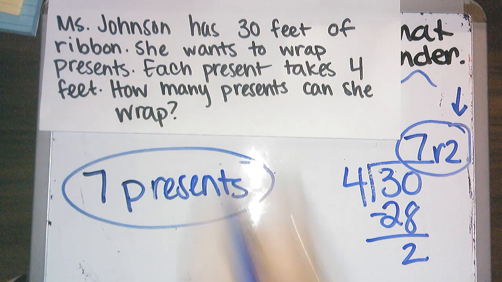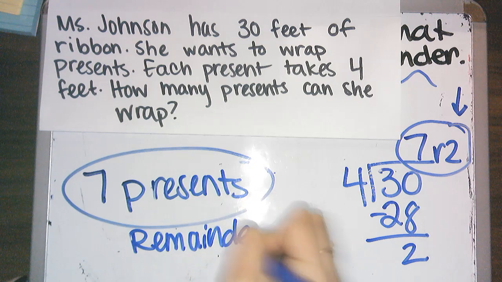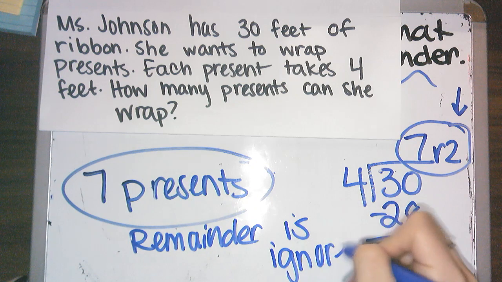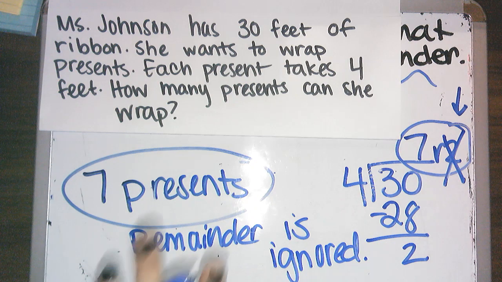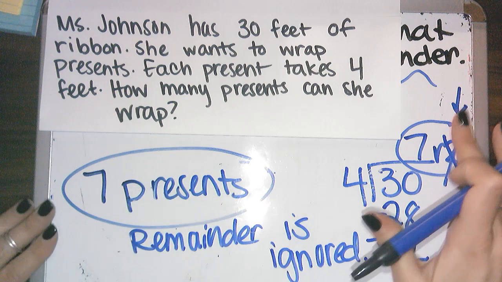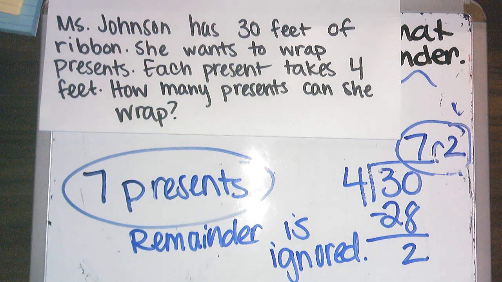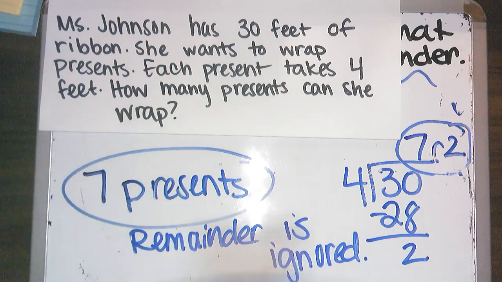And in this case, the remainder is ignored. So my remainder 2 here doesn't matter. It doesn't affect my problem. My answer is just I can wrap 7 presents. With these 2 extra feet of ribbon, I don't know, Miss Johnson can make a bow, but she cannot wrap a new present. So in this instance, I have 7 presents that can be wrapped.